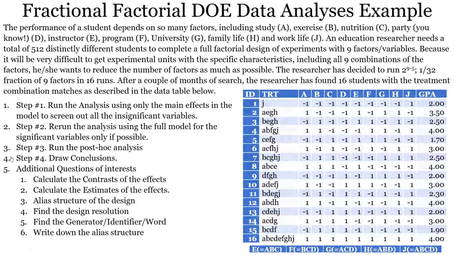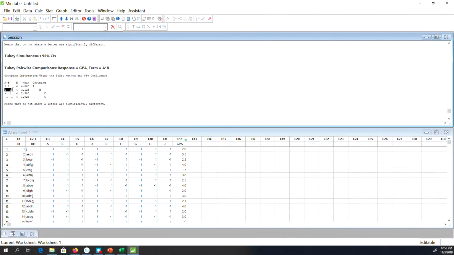Step number 1, run the analysis using only the main effects. Rerun the analysis using the significant variables, and then run the post-hoc analysis and draw conclusions. In this case, we see that a high level of study and a high level of exercise provide the highest performance, and those who don't exercise and don't study perform the least. However, if you don't study, it doesn't really matter whether you exercise or not; they both perform equally worst. So this would be the explanation for this output.